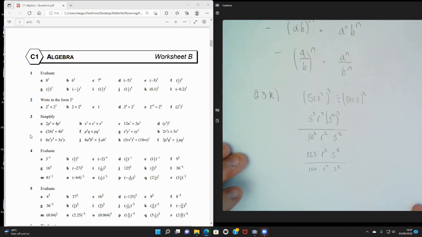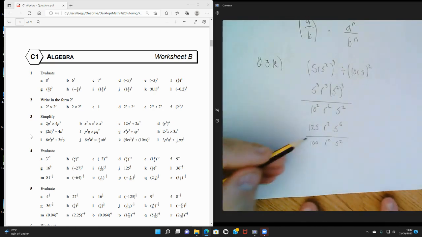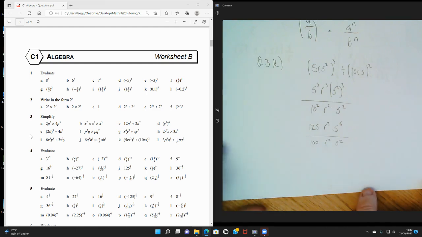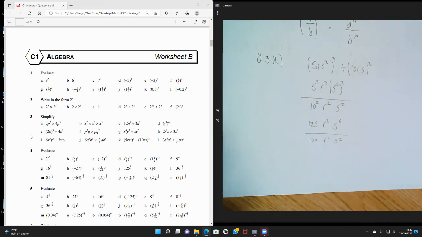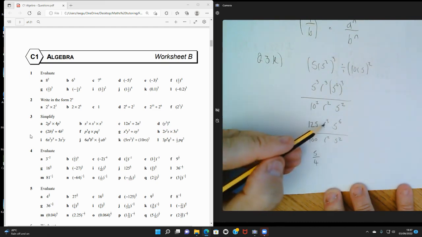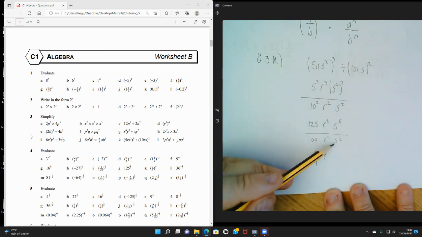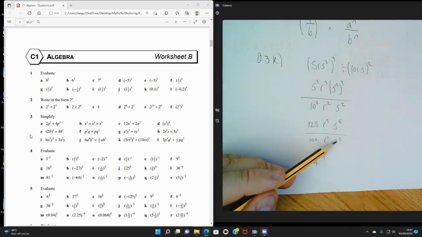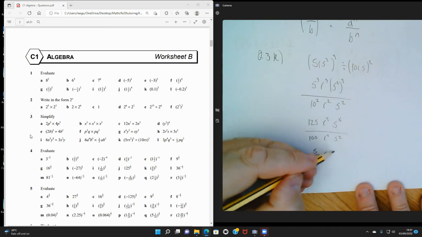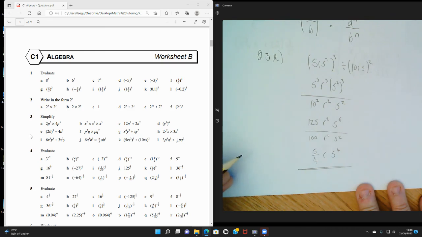Now we use the law that when we're dividing, we subtract the powers from each other. But first of all, we've got a common factor of 25 here, so we can divide the numerator and the denominator by 25, and we can write this as 5 over 4. R cubed divided by r squared is r to the 3 take away 2, which is r to the 1. S to the 6 take away s squared is s to the 6 take away 2, which is s to the power of 4. So our final answer is 5 over 4 r s to the 4th.